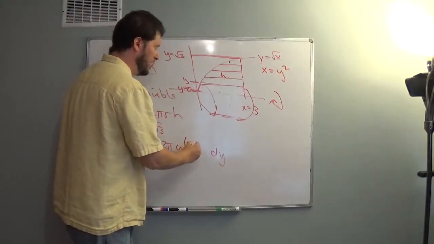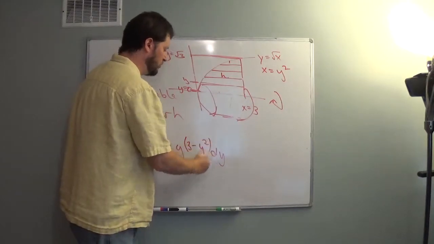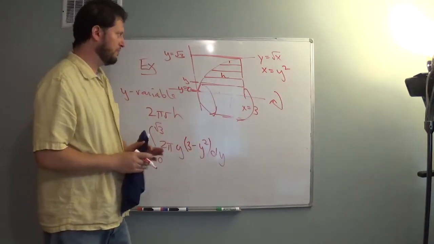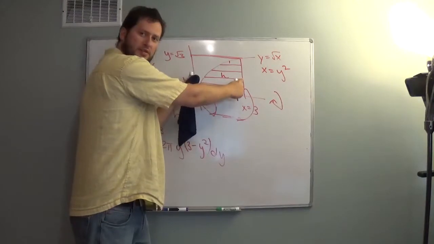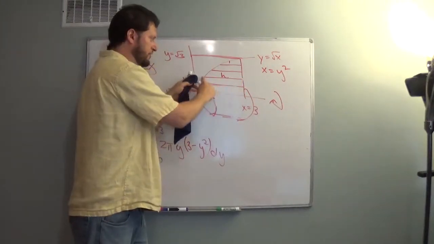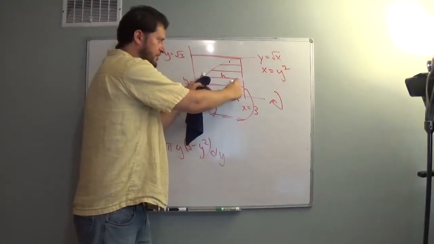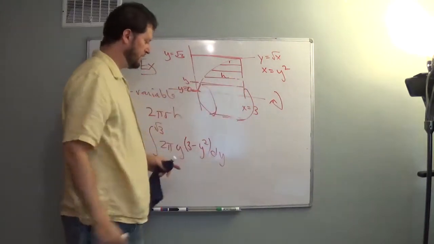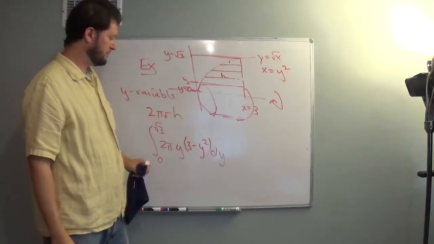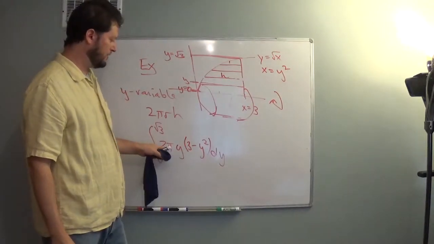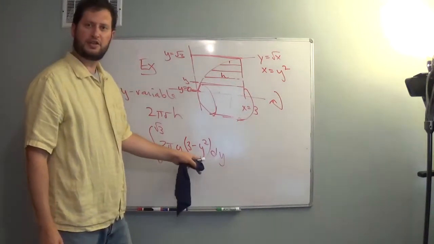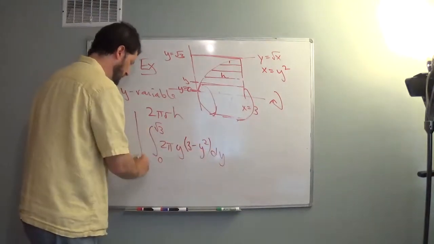I'll go over it again. 3 minus y squared. Because this distance right here is 3, this distance right here is y squared, so the height of the cylinder, this horizontal line segment here, is 3 minus y squared. And that's our 2 pi, that's the r, that's the h, y is the variable, and we're done.